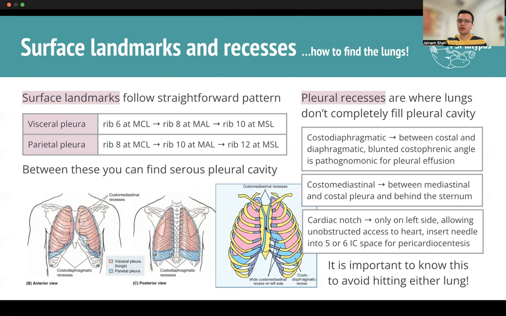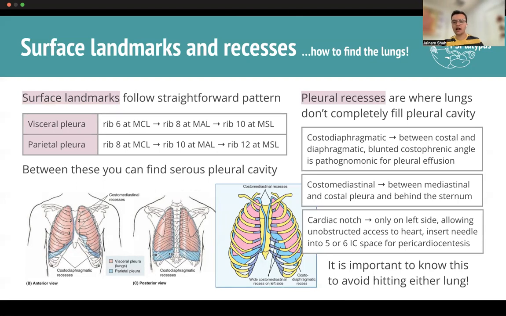It's directly behind the sternum, which means it's going to be mostly well protected, except for potentially the cupolars, so the parts that come above the first rib, where you have risk of penetrating injury. The cardiac notch is only one-sided, so it's only on the left-hand side.